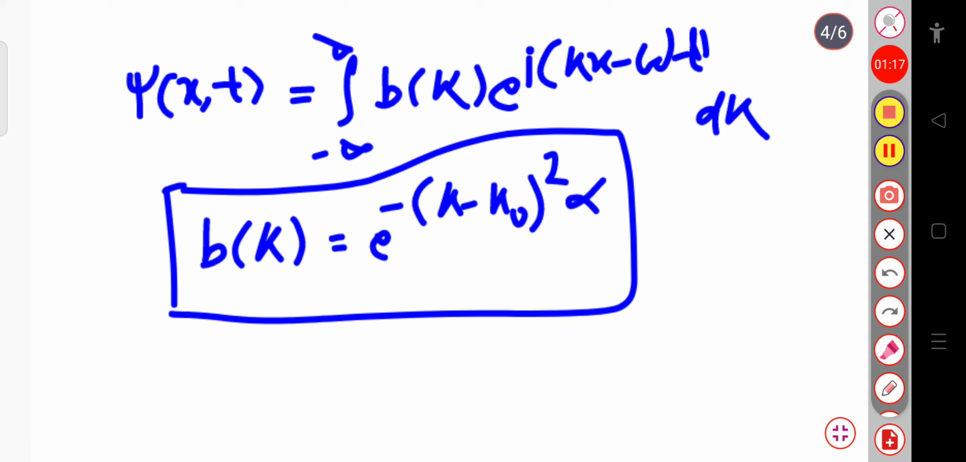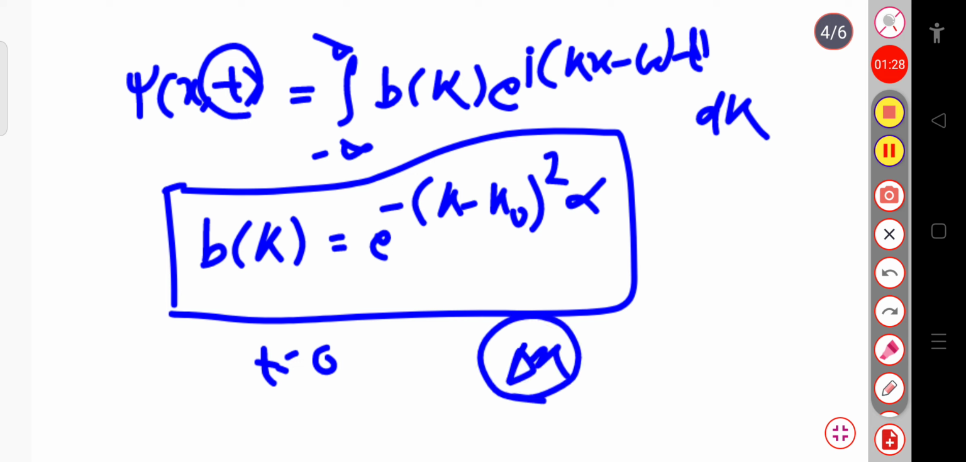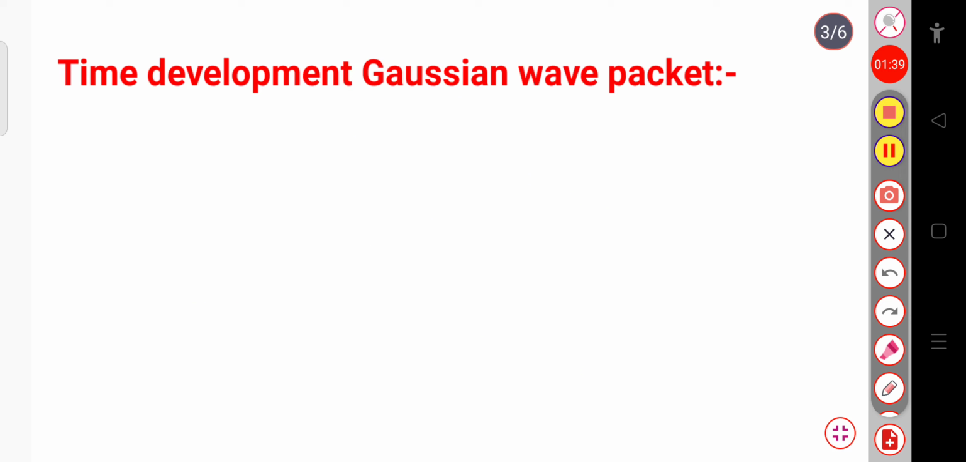In the last classes we have already seen that for time t equal to 0 we have calculated the shift, that is the delta x. We have calculated the width of the Gaussian wave packet when time t equal to 0. Now we will see the time development of this Gaussian wave packet. Basically the time development means the evolution with respect to time.